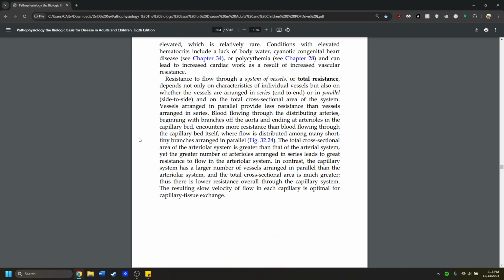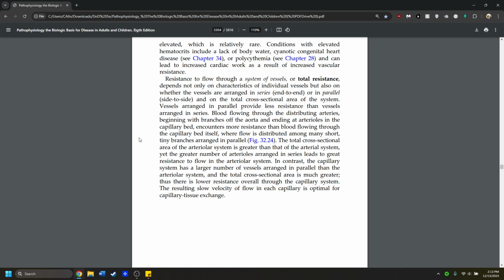Resistance to flow through a system of vessels, or total resistance, depends not only on characteristics of individual vessels, but also on whether the vessels are arranged in series, end to end, or in parallel, side to side, and on the total cross-sectional areas of the system. Vessels arranged in parallel provide less resistance than vessels that are arranged in series.